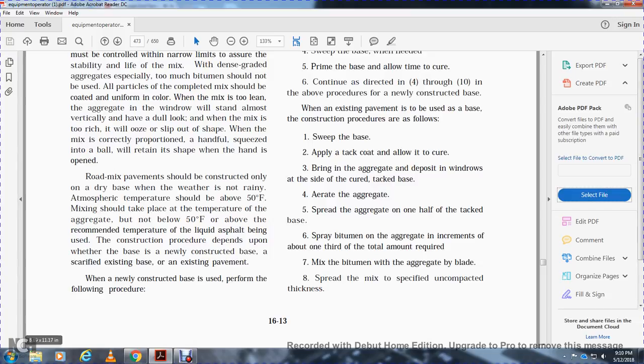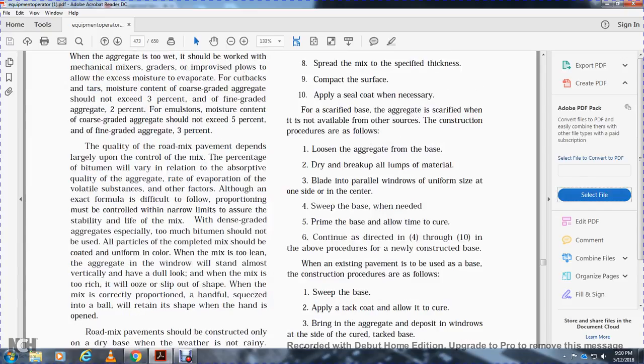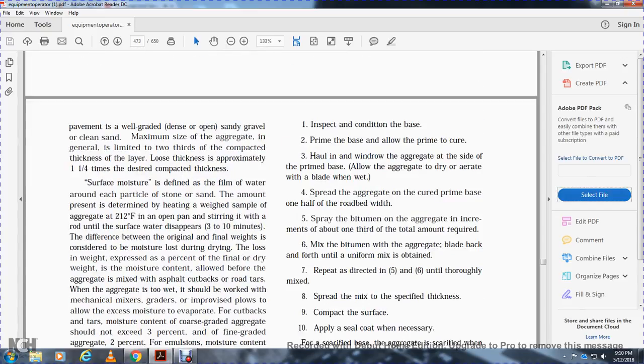The construction procedure for the liquid asphalt being used depends upon whether the base is a newly constructed base, a scarified existing base, or existing pavement. When the base is newly constructed, perform the following procedures. Inspect the condition of the primed base. Allow the prime to cool. Haul in the windrow of aggregate to the side of the primed base. Allow the aggregate to dry, or aerate with a blade when wet. Spread the aggregate over the primed base, within 1/2 of the roadbed width.